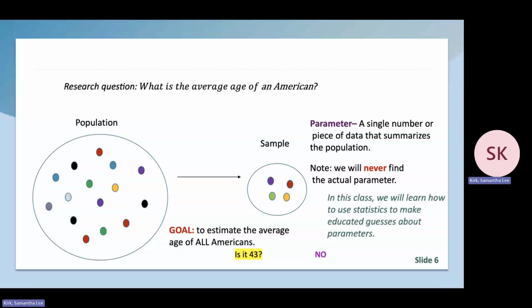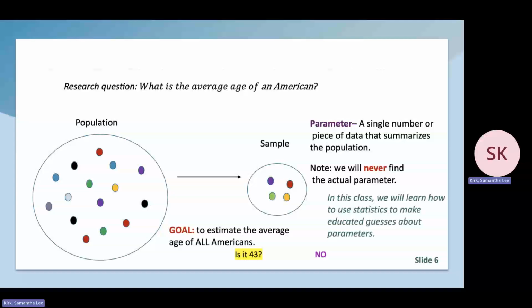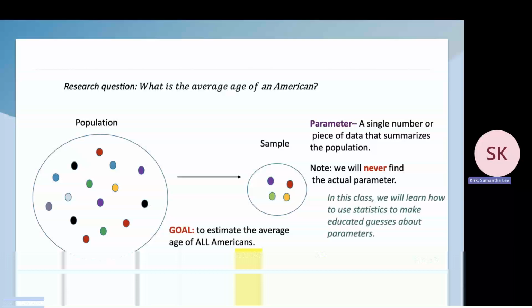So we're going to learn how to add and subtract some numbers from 43 that will give us a range. Maybe the number we have to add and subtract is 13, and that would give us a range of 30 to 56. And we would be able to say something like, we're 95% confident that the true average age of Americans is between 30 and 56. So all of this language we're going to learn later on in the class.